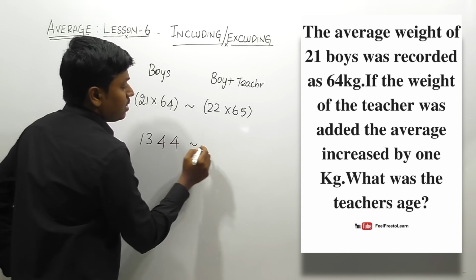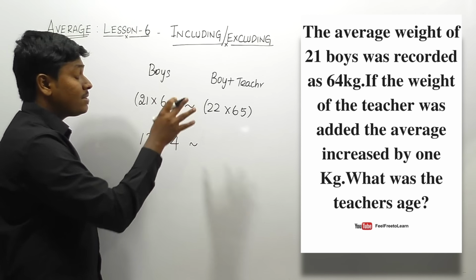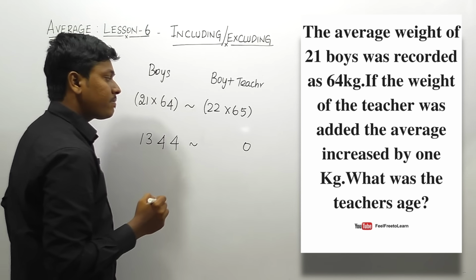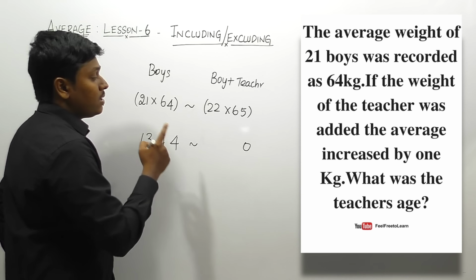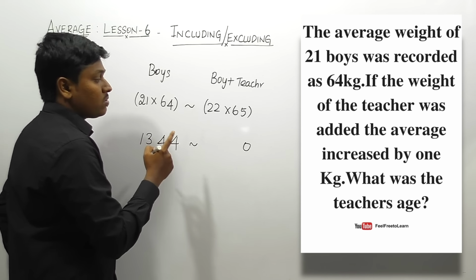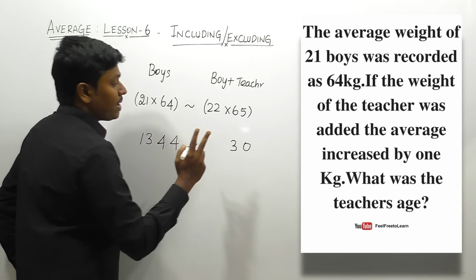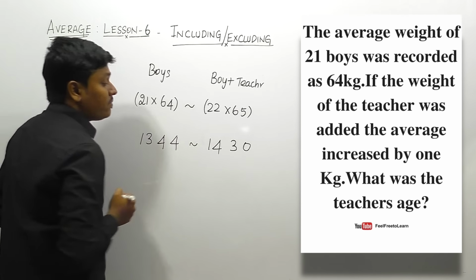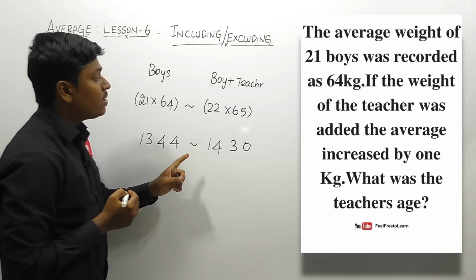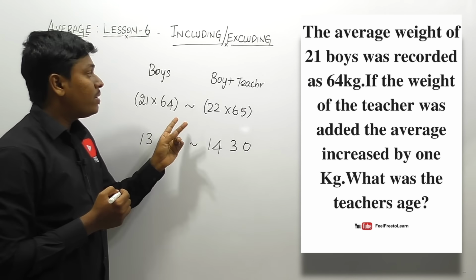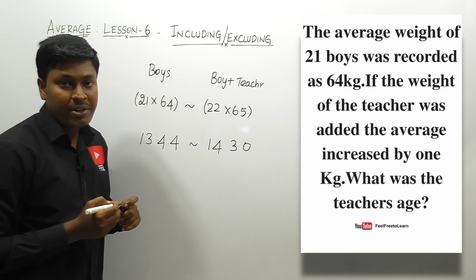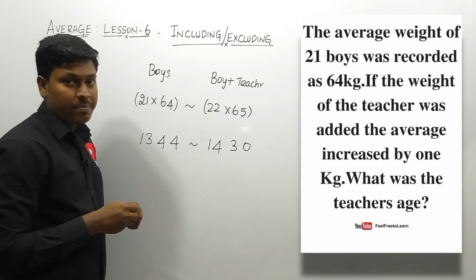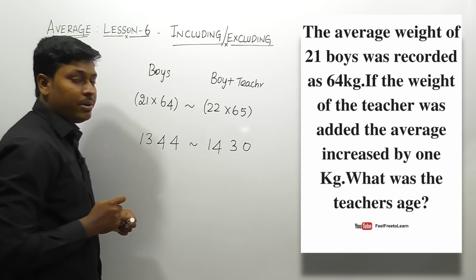Now we need to find the total weight of boys and a teacher, right? So 5 into 2 will be 10, so remainder will be 1. Next, 6 2s are 12, 5 2s are 10, that is 22. 22 plus 1 will be 23, so remainder will be 2. 6 2s are 12, 12 plus 2 will be 14. So friends, 1430 will be the total weight of boys and a teacher, that is 21 boys and 1 teacher, so totally 22 members. For the complete 22 members, the weight will be 1430. And only for the boys the weight will be 1344.